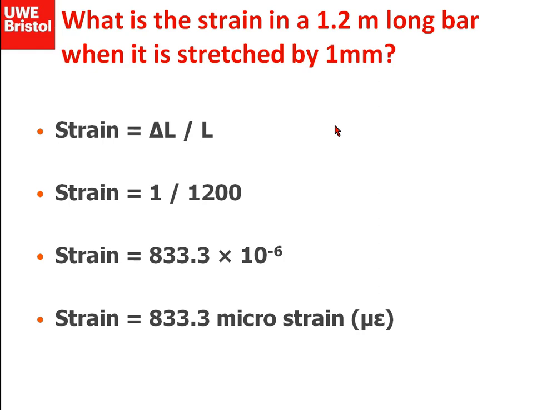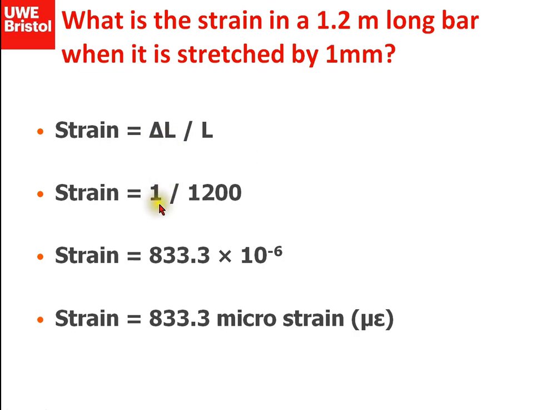Okay, so we've got a 1.2 meter long bar, and we've got an extension of 1 millimeter. So what I want to do there is either convert my millimeters into meters or my meters into millimeters, and then divide one by the other. It probably makes more sense to convert your meters into millimeters because then we're dealing with whole numbers. So that's what we've done here.